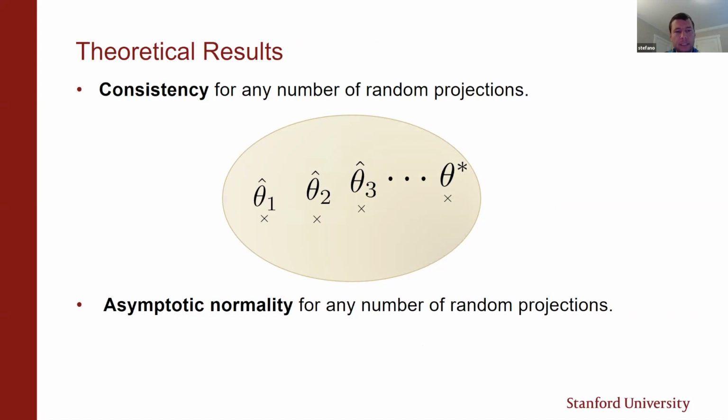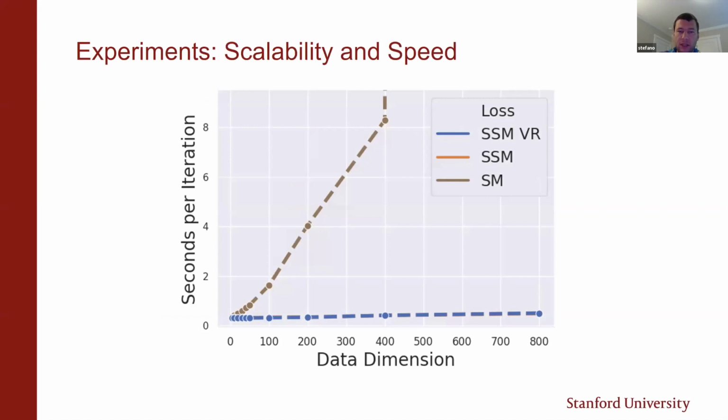The nice thing is that compared to score matching, it scales to very high dimensions. Here's an example of our implementation. We can see how much it takes to compute the objective and its gradient as a function of the data dimension. And you can see that score matching scales roughly linearly, and at some point you run out of memory as a function of the dimensionality of the data. While the sliced version, or the sliced version with variance reduction, is almost constant. And so it's something that you can actually use when X is very high-dimensional.